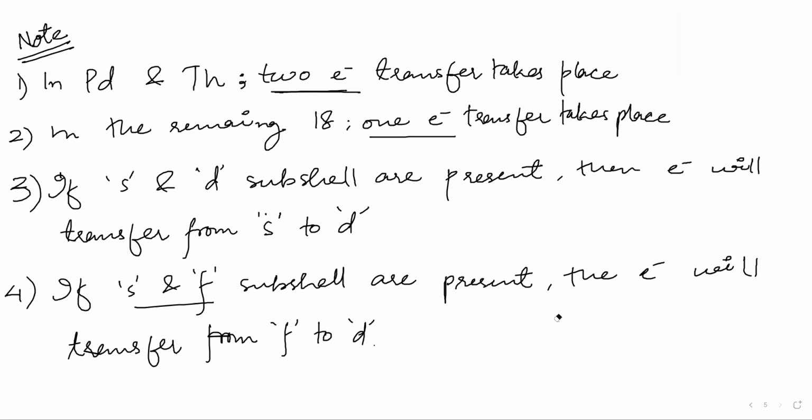Yes, sir. Okay. So let us take, for example, Pd, palladium. First, we will do the exception Pd. The atomic number of Pd is 46. Write the electronic configuration. It is 46.